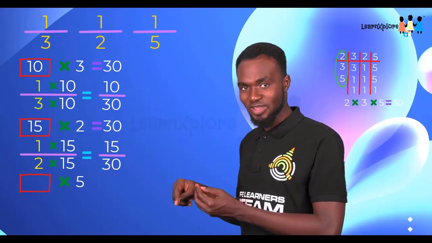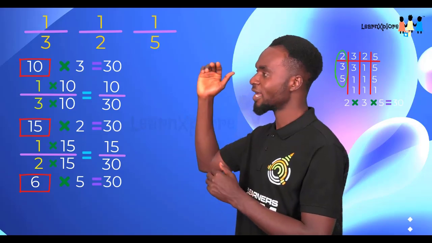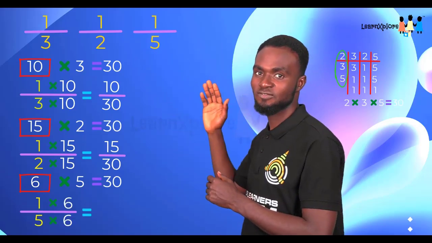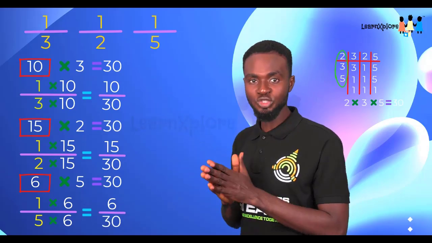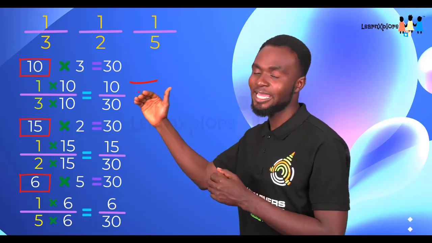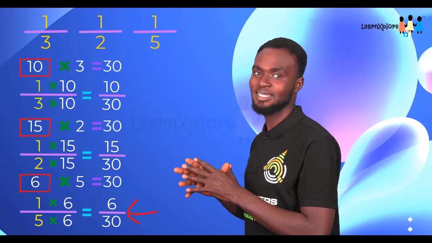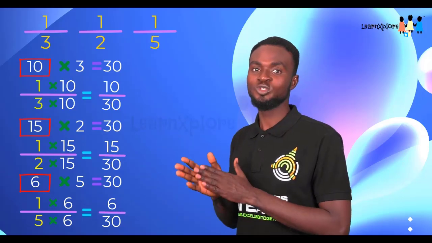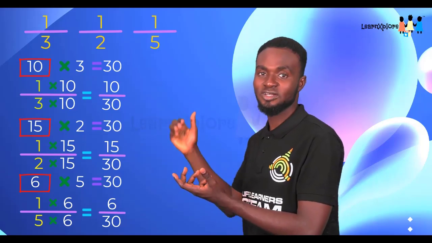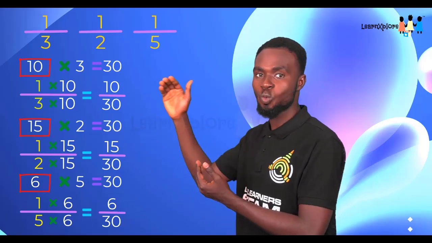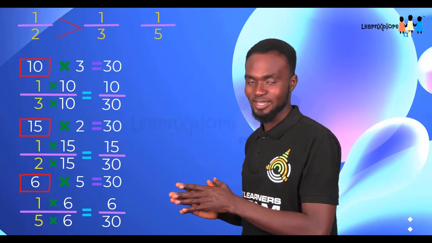What number multiplied by 5 will give us 30 for the denominator? Okay, that is 6. So we have 6 for the numerator. 1 times 6 is 6, and then 5 times 6 is 30. So the new fractions now are 10/30, 15/30, and 6/30. Now finally, let's order all of them. So obviously 15/30 is bigger, so we have 15/30, 10/30, and 6/30. That means 1/2 is greater than 1/3 and 1/5.